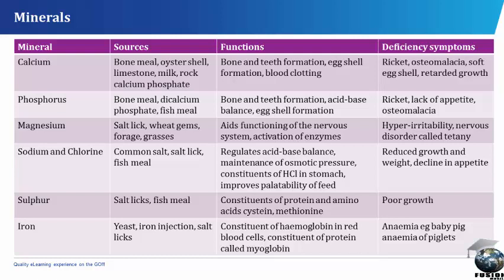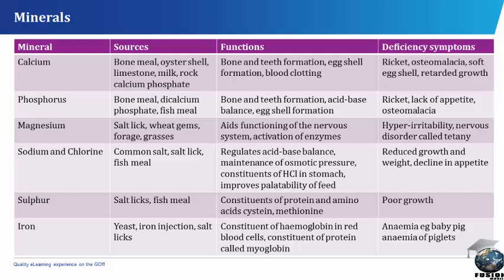Phosphorus. Sources of phosphorus include bone meal, dicalcium phosphate, and fish meal. Functions of phosphorus: bone and teeth formation, acid-base balance, eggshell formation. Deficiency symptoms: rickets, lack of appetite, osteomalacia.